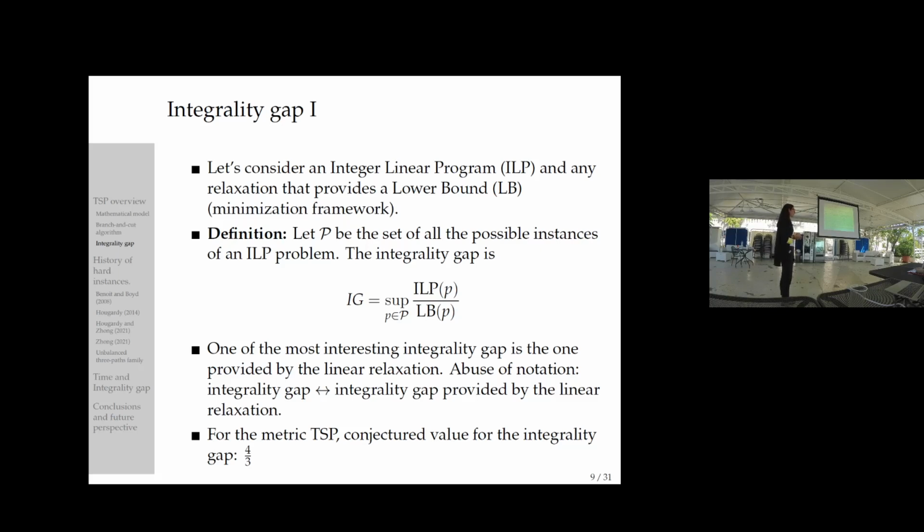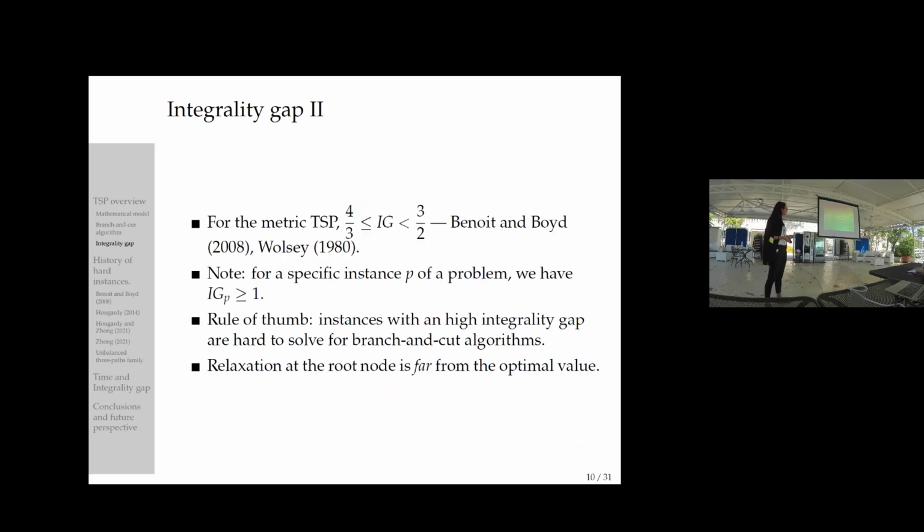So the problem is how to compute this integrality gap. Of course, it cannot be computed in closed form, as all the TSP instances are infinite. For the metric TSP, there is a conjectured value for the integrality gap that is 4/3. It has also been proven for the metric TSP that the integrality gap should be between 4/3 and 3/2.